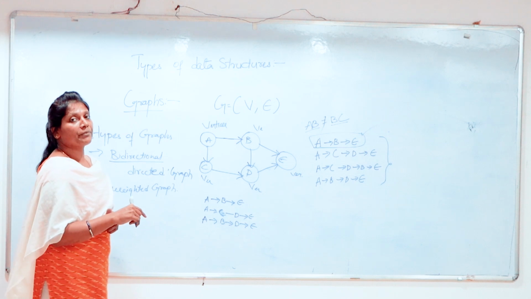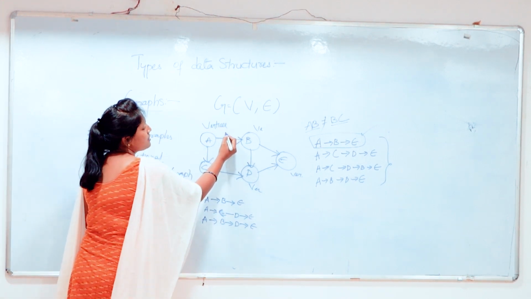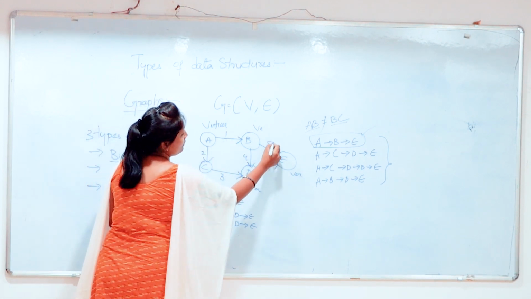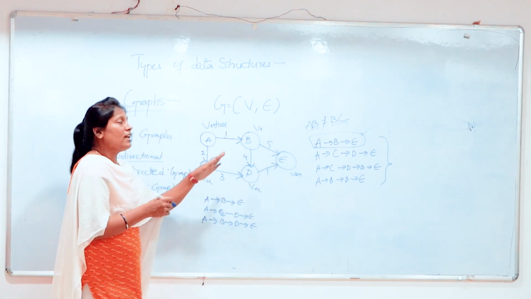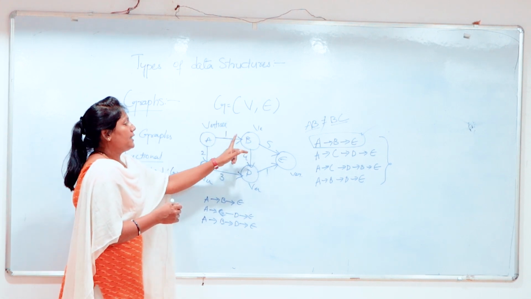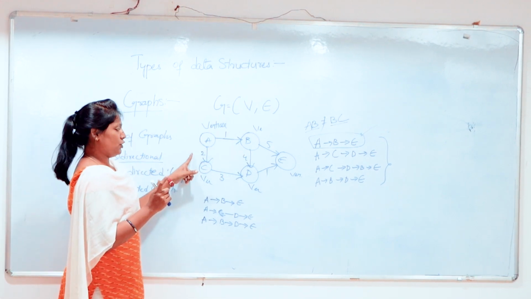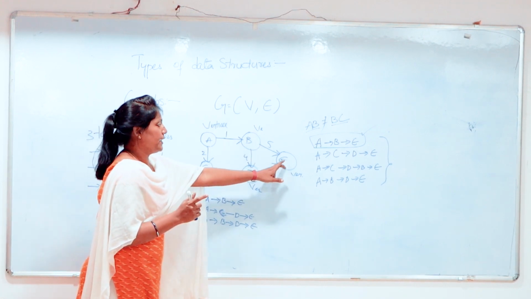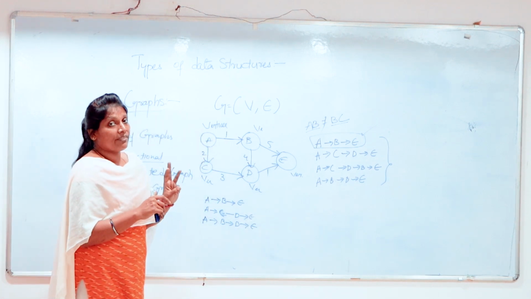Now coming to the third type, that is the weighted graph, where we will be having some value or data on our edge to traverse. So here from A to B the cost or weight is 1, from A to C it is 2, C to D it is 3, B to D it is 4, B to E it is 5, and D to E it is 1. These are the different ways.